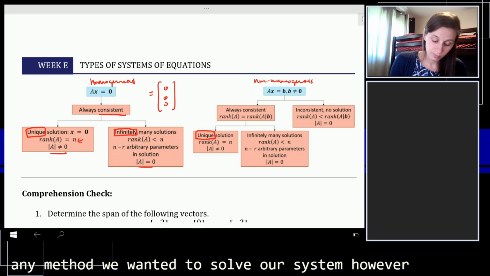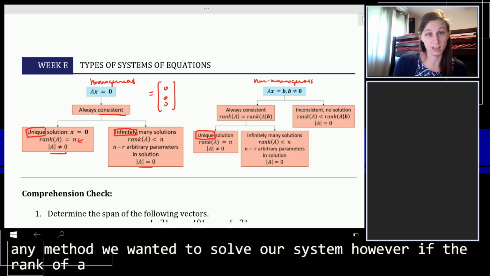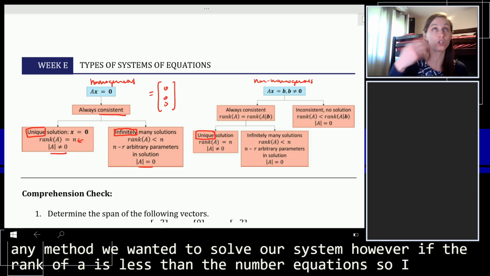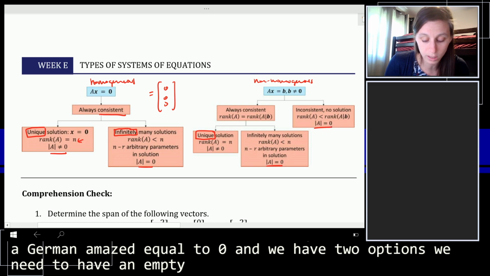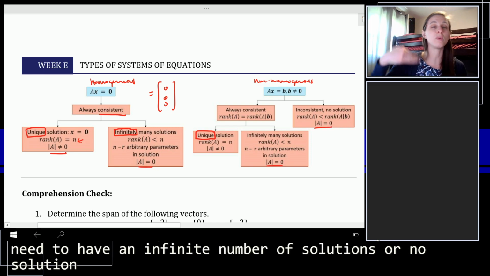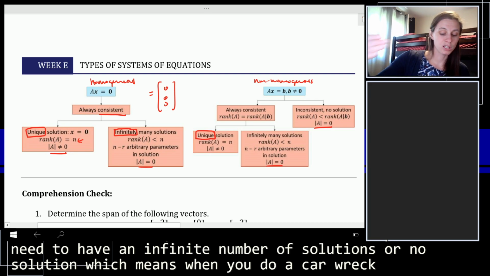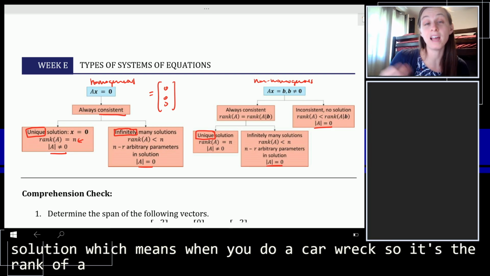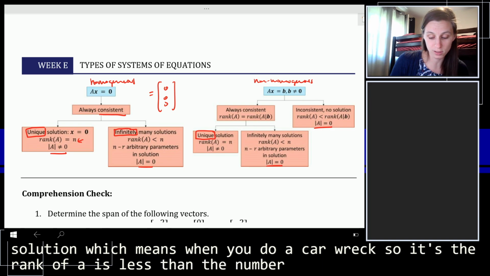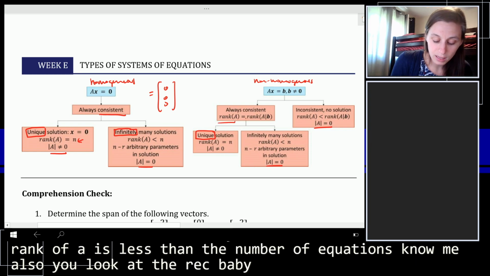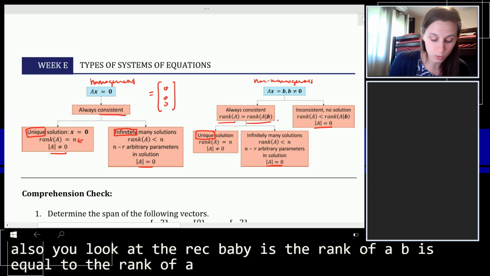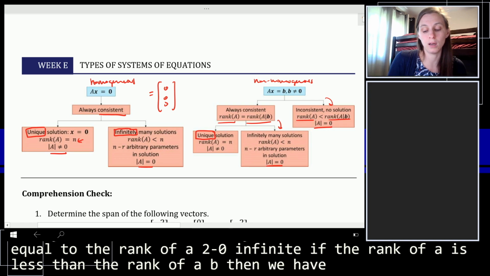However, if the rank of A is less than the number of equations, so if the determinant of A is equal to 0, then we have two options. We either have an infinite number of solutions or no solution, which means we need to go to our rank. So if the rank of A is less than the number of equations, then we also need to look at the rank of AB. If the rank of AB is equal to the rank of A, and the determinant is equal to 0, we're going to have infinite solutions. If the rank of A is less than the rank of AB, then we have no solution.